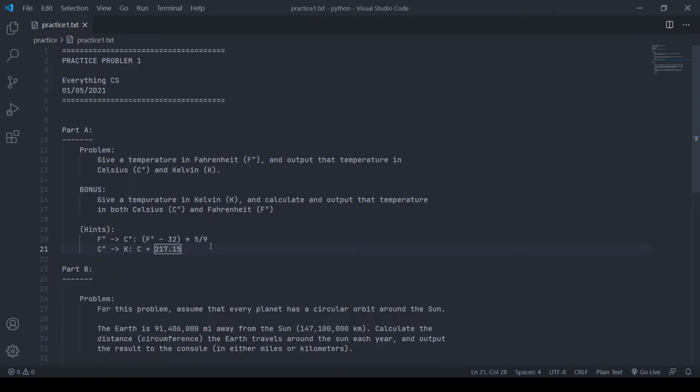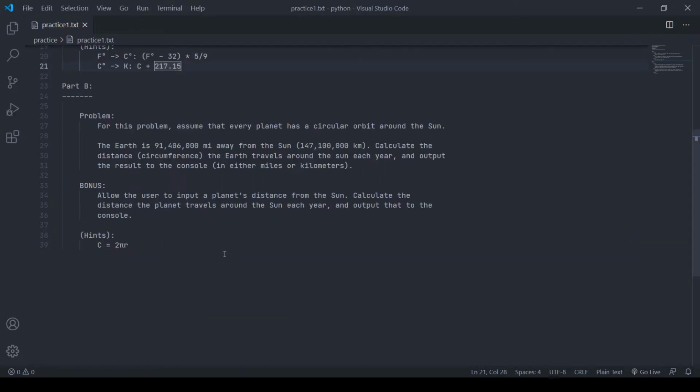The problem for part A says to give a temperature in Fahrenheit and then output that temperature in Celsius and Kelvin. I've given the formulas down here to be able to convert Fahrenheit to Celsius and then Celsius to Kelvin as well. As a bonus for part A, instead of giving a temperature in Fahrenheit, give a temperature in Kelvin and then calculate and output that temperature in both Celsius and Fahrenheit. So you're basically just going to go backwards, and instead of giving Fahrenheit and then getting all the way to Kelvin, you're going to go backwards and reverse those formulas.